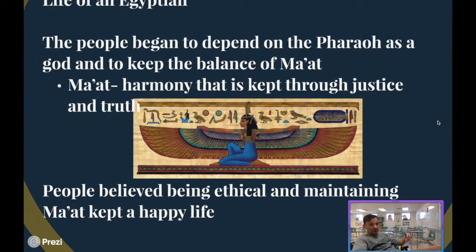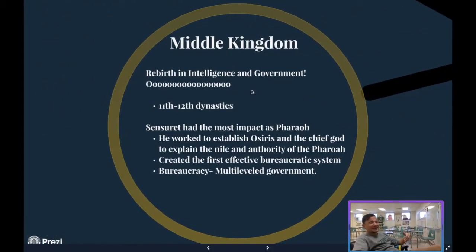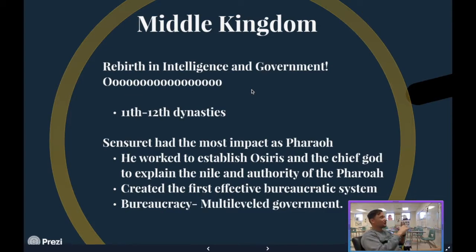Now, going further with that, speaking of the Middle Kingdom, we did have a very large rebirth of intelligence and government during this time period, because you have to understand, the Middle Kingdom followed that First Intermediate Period. They adopt this concept of Maat to try and bring balance and understanding back to their ancient society. And with that, they're going to see another massive explosion of growth and intelligence, and that's going to happen from the 11th to the 12th dynasties.